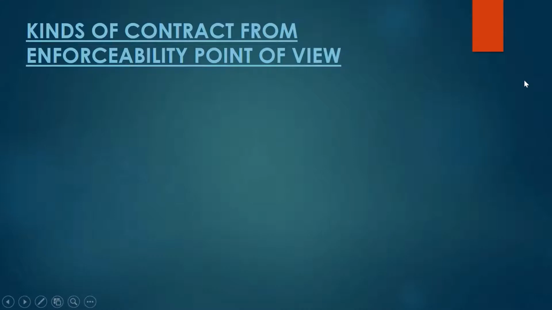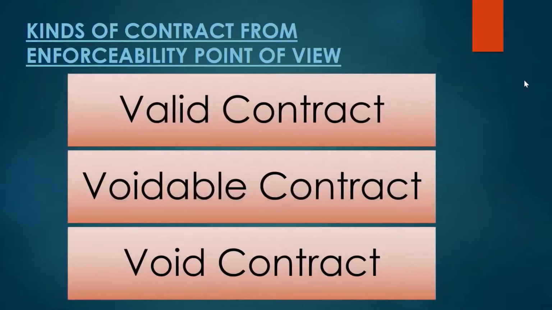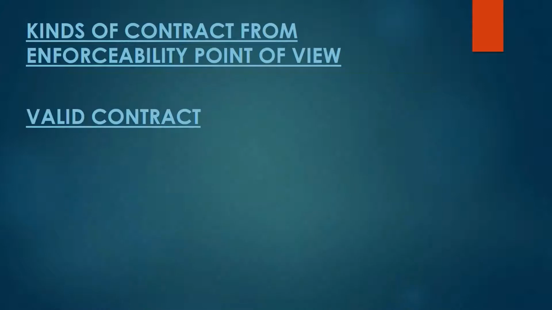There can be different kinds of contracts under this act. Let's first look at the kinds of contract from enforceability point of view, whether the contracts can be enforced in the court of law or not. Okay, so there could be three kinds of contract from enforceability point of view. The first one is valid contract, then voidable contract, and then void contract. Let's understand each one of them.